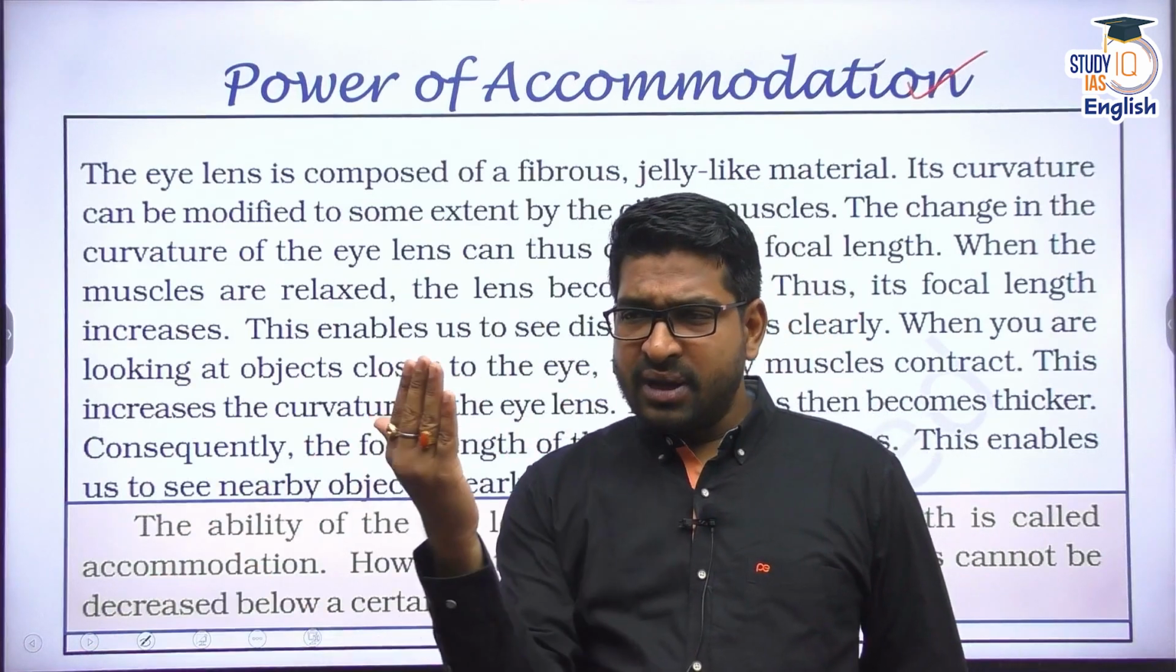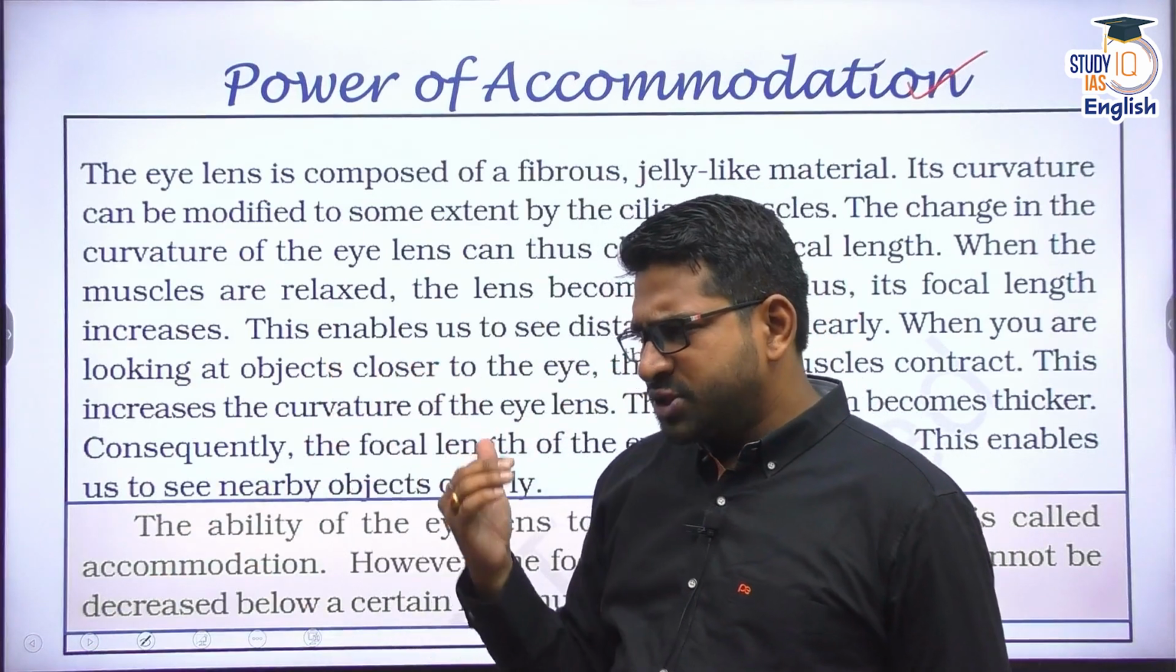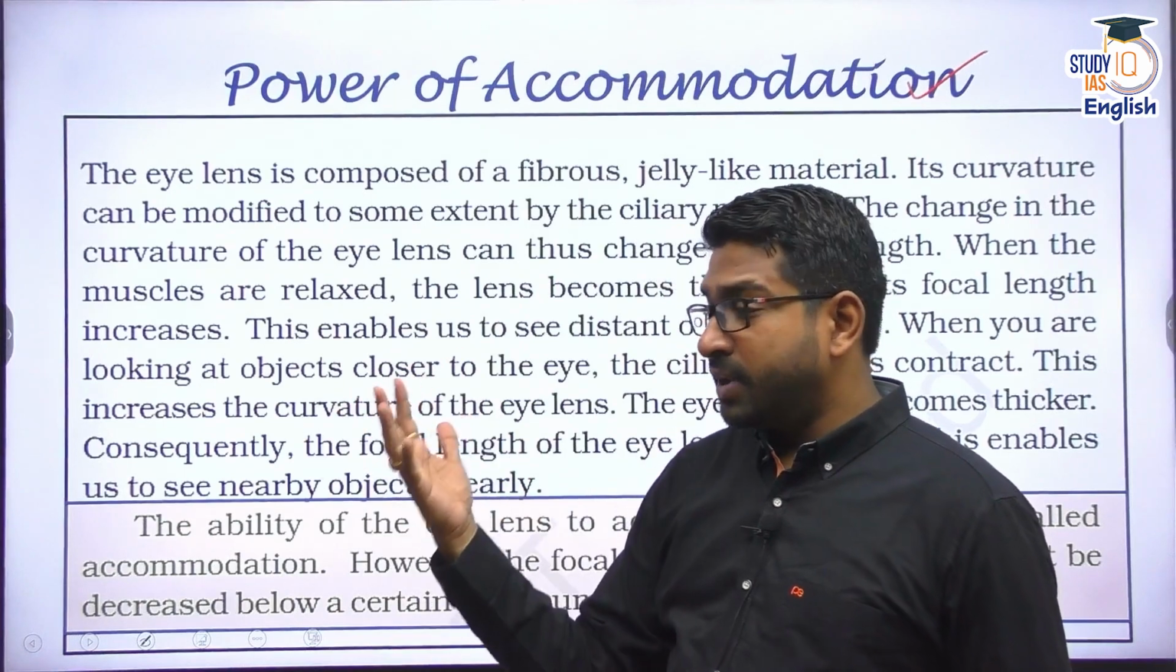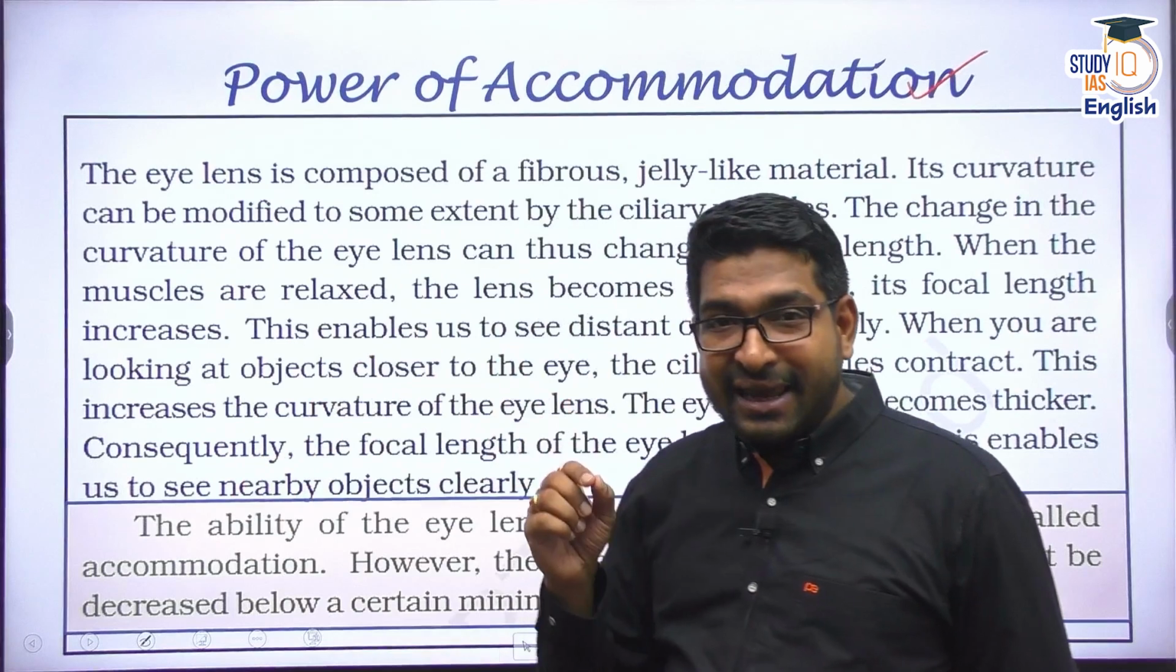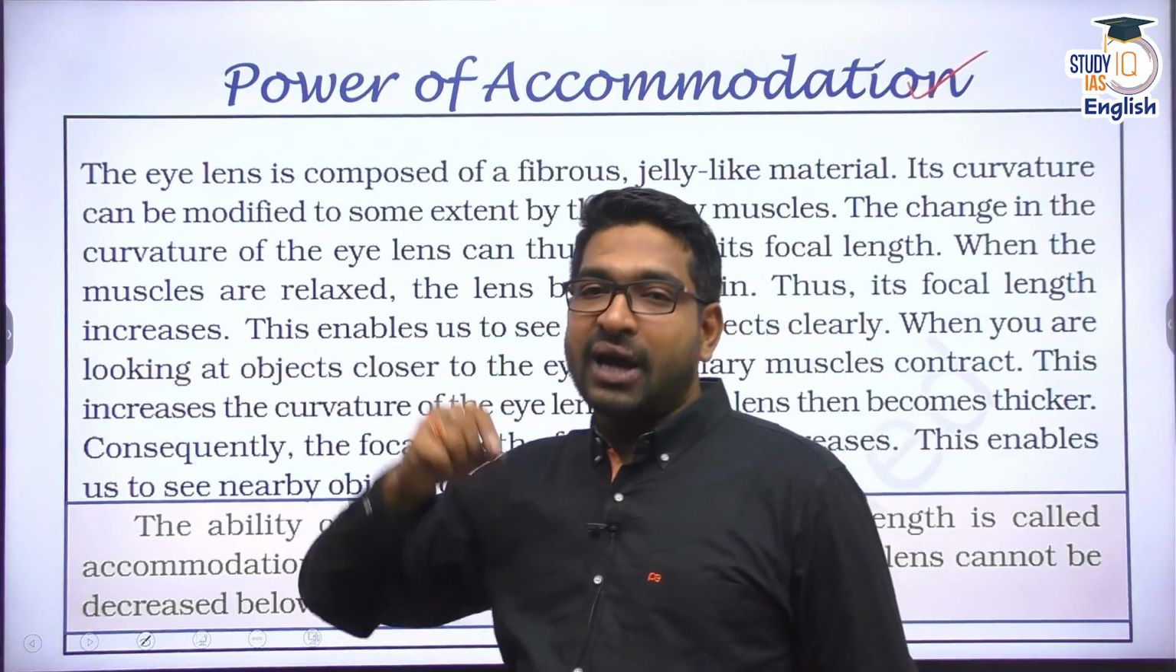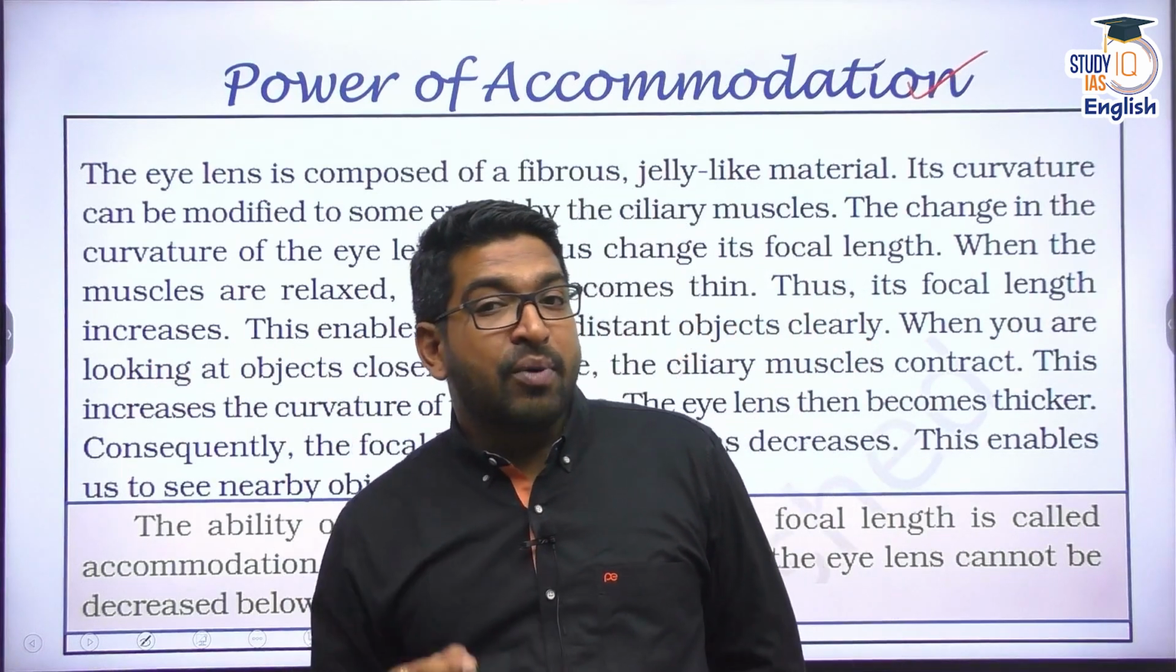If I hold a paper and want to read, if I hold it approximately 20 to 25 centimeters from my eye, I can read it properly. I can focus properly. Now, this range of focusing of the eye is called the power of accommodation.